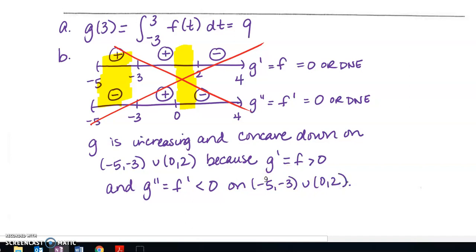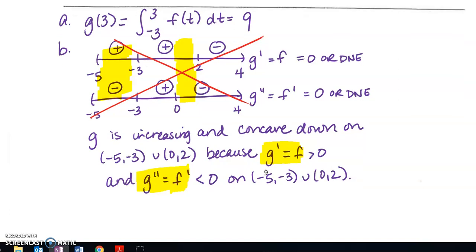When in doubt, use parentheses. And the thing that I really want to highlight is this connection. They gave you a graph of F, and you, as the student, show your learning by saying G prime equals F and G double prime equals F prime in your response.